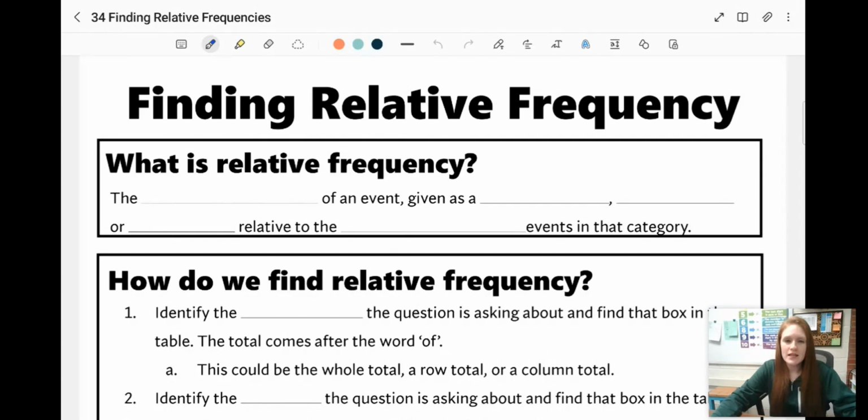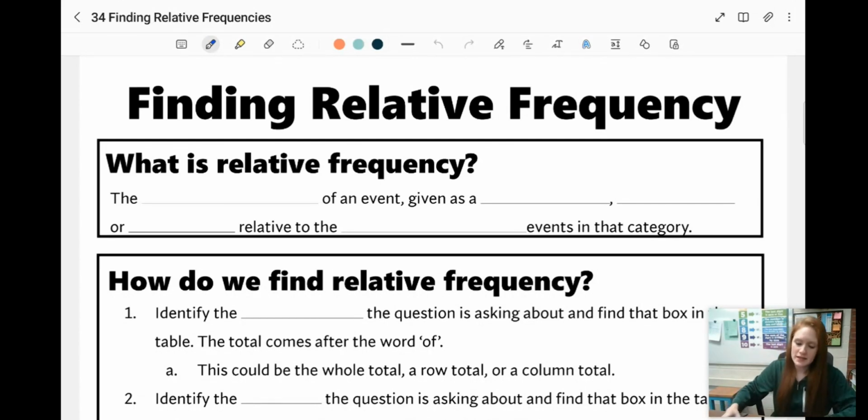So this skill is all about finding something called relative frequency. And relative, just like a relative as a member in your family is somehow related to you. And so we're going to be talking about how these numbers are related to each other. And the word frequency is like how often it happens, right? So we're going to be comparing two numbers and putting those into a decimal, a percentage, or a fraction to communicate how those two things are related.